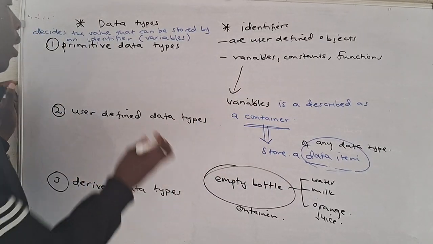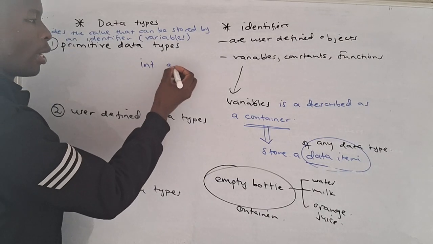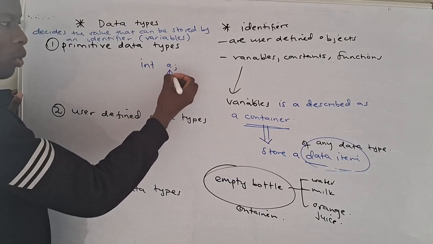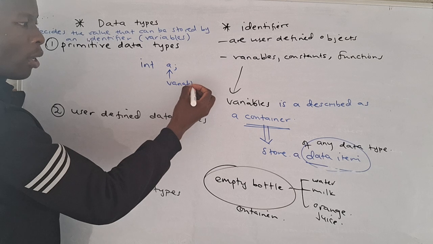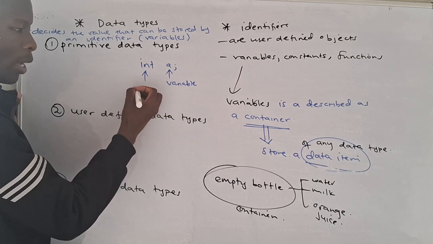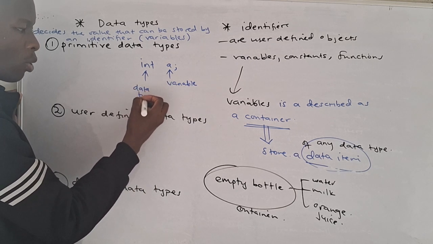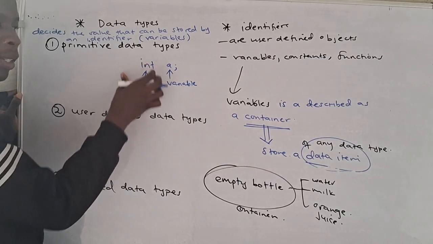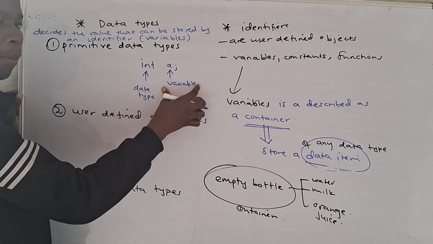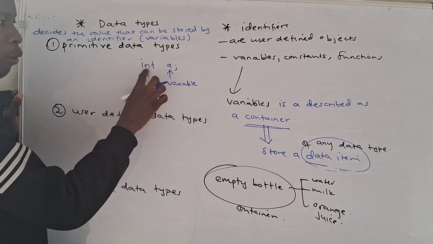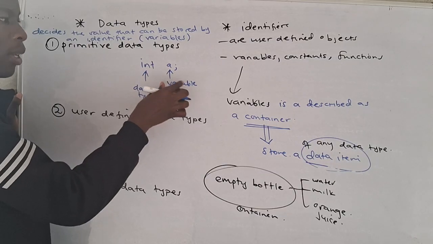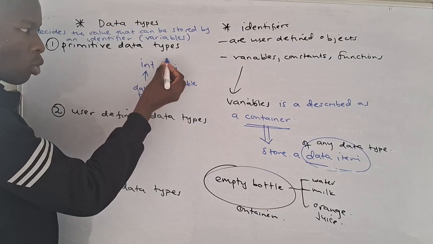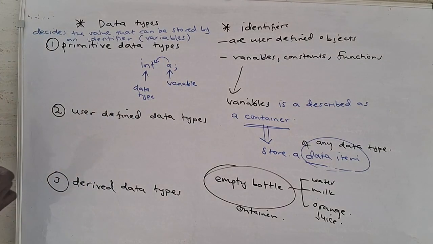Likewise, if you say int a semicolon, this is what we call a variable. Okay, so this is what we call a data type. Int is the data type. A is nothing but a variable. So if you write int a, it means this variable is going to store an integer.